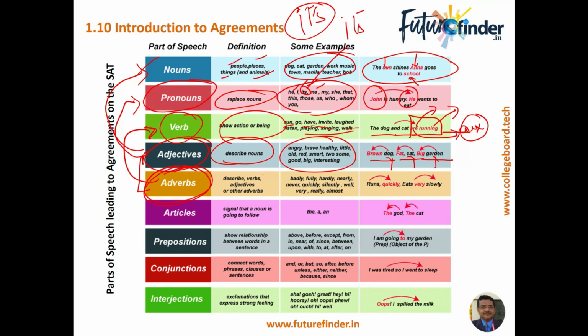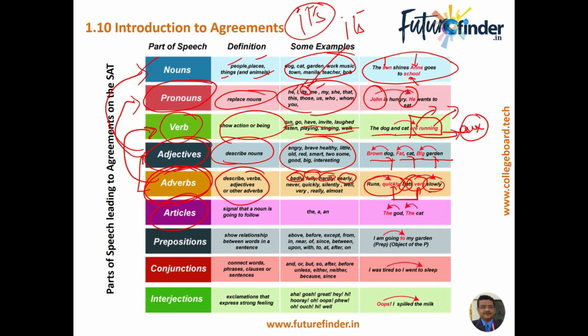An adverb is something that describes the verb. Like badly, fully, hardly, nearly. Nearly missed. Nearly did what? Missed. That's a verb. So, he runs quickly. How does he run? He runs quickly. He eats very slowly. Things like that.